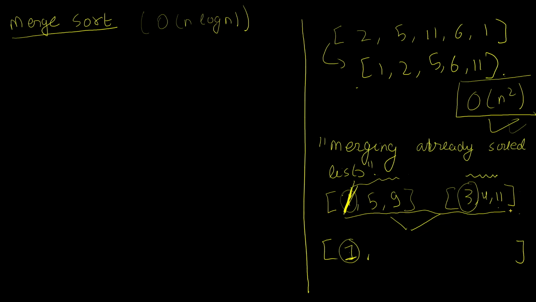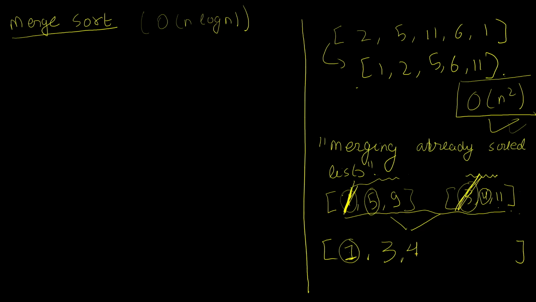Now we ask the same question. The first element in here is 5. The first element in here is 3. Which is smaller, 5 or 3? The answer is 3. So we put 3 in our new list and remove it from here. And see, every time we are just looking at the first element in our array with the first element of the second array. So this time I'll just be comparing 5 and 4.